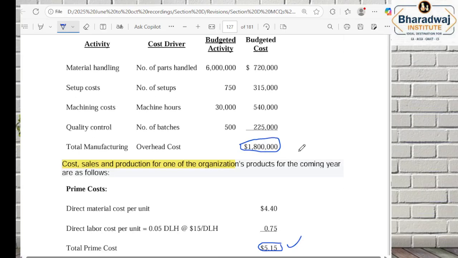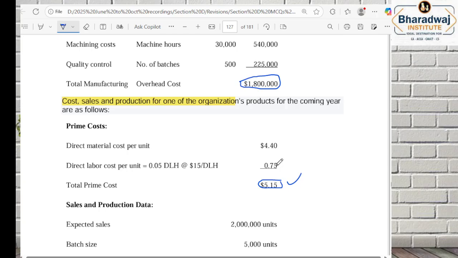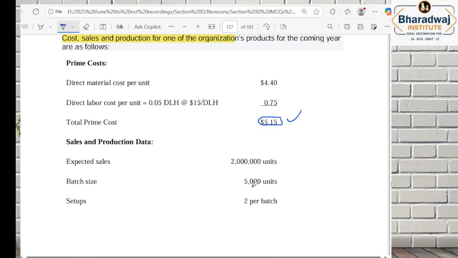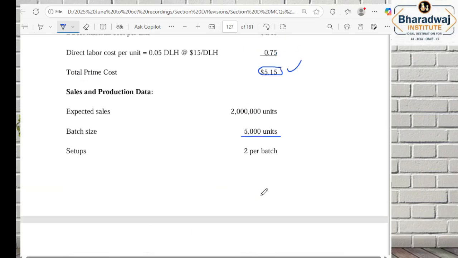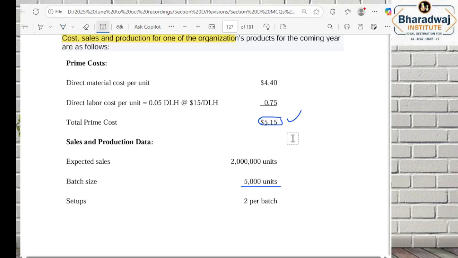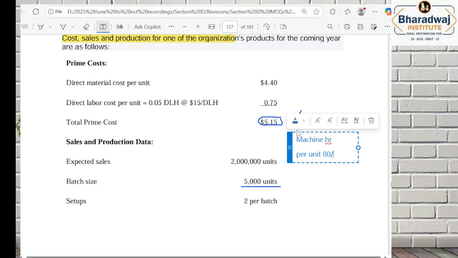So 18 lakh divided by 30,000 gives 60. For 5,000 units, we take 80 machine hours. Means per unit how much does it take? The machine hours per unit will be 80 hours for 5,000 units, so 0.016 hours per unit.